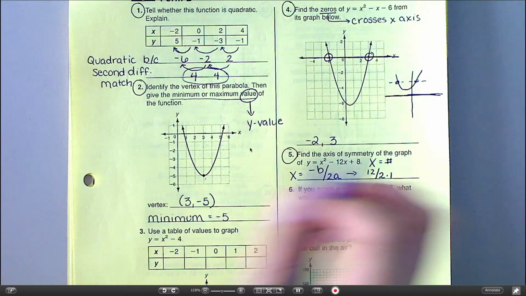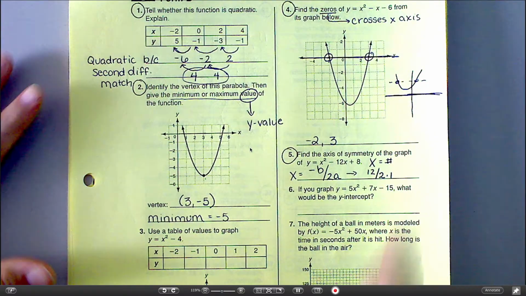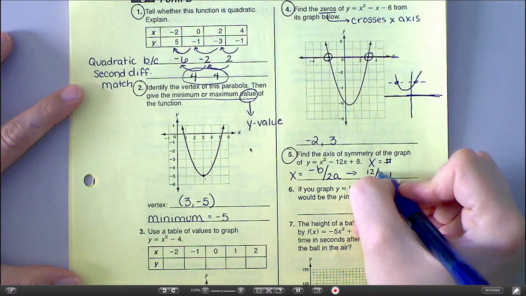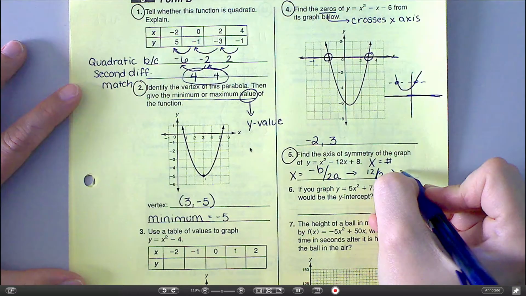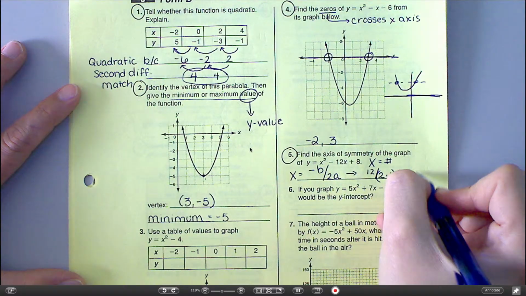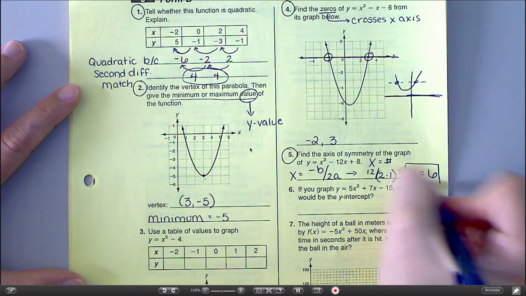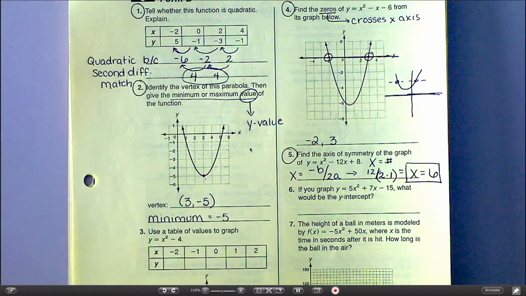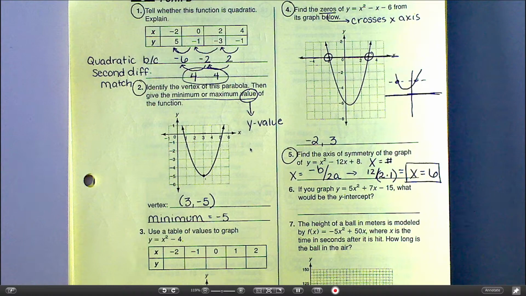This one isn't really going to matter how you put it in your calculator because it's a 1. But if this was any number besides 1, we would have to be very careful to put parentheses around that. What does this come out to be? 6. And remember, you have to say x equals 6. You have to put the x equals, because it's an equation for a line. So the line x equals 6 would split this parabola in half. Good?